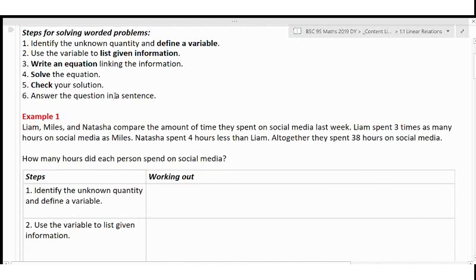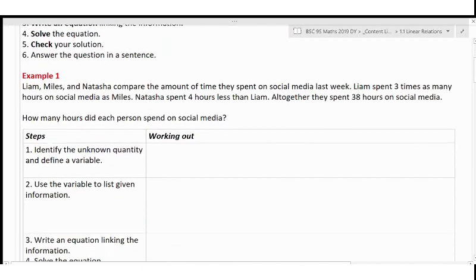And step 6, answer the question in a sentence. Really key for worded problems. They're worded problems, so we need a worded answer. Okay, so let's have a look at our first example on your sheet there.